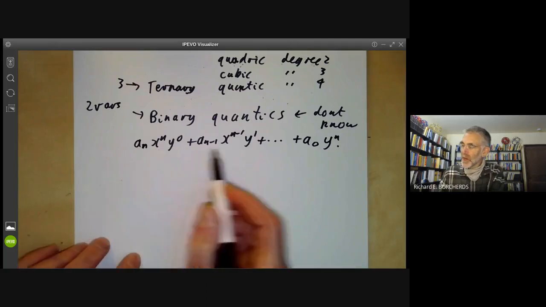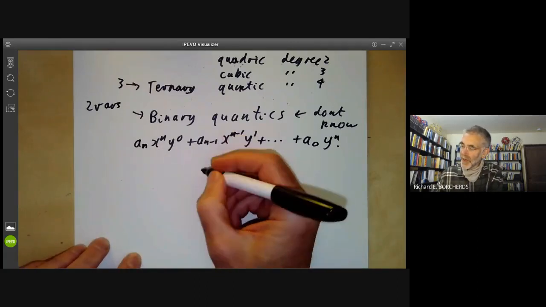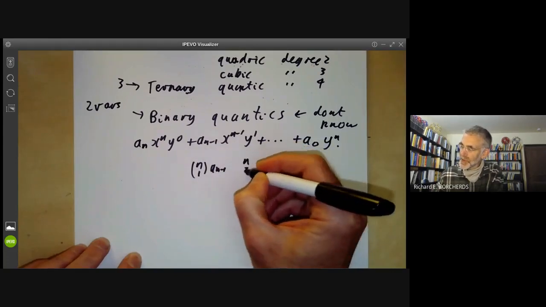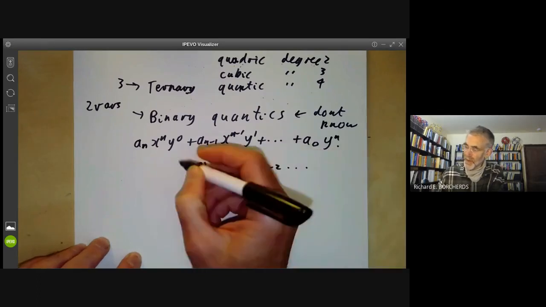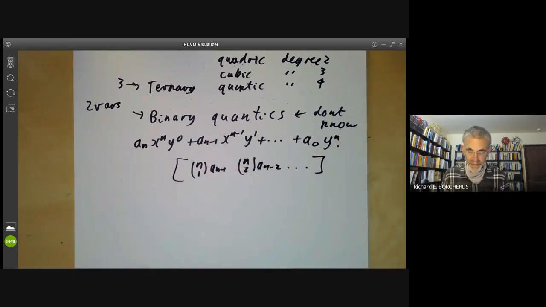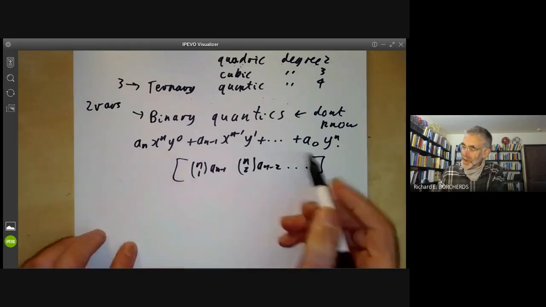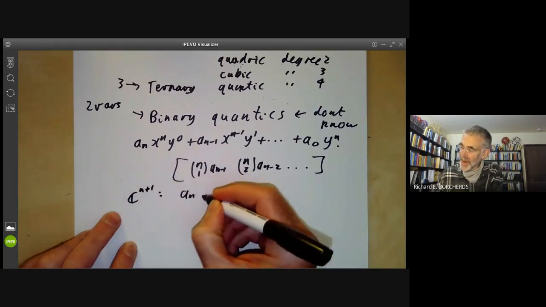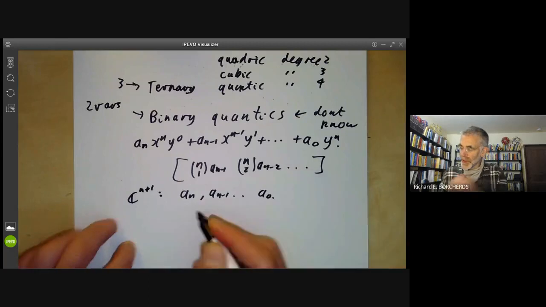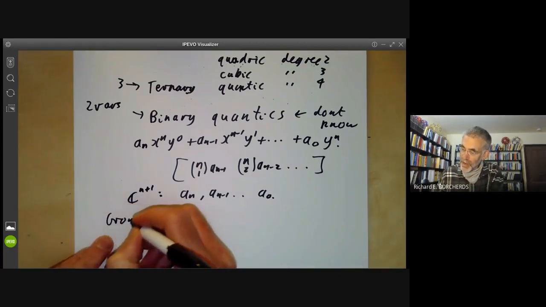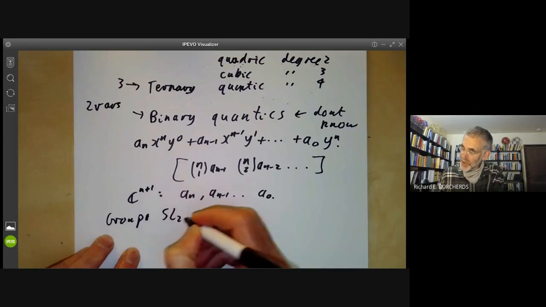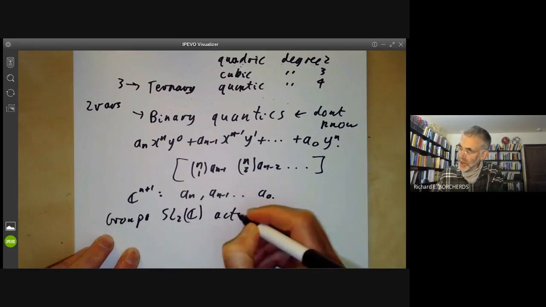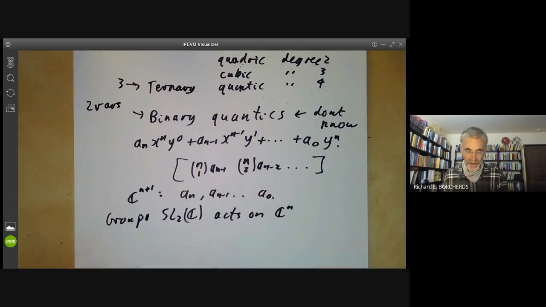Some people like to put binomial coefficients in here. So instead of a_{n-1}, you would have n choose 1 times a_{n-1}, and n choose 2 times a_{n-2}, and so on. So there are different conventions for these things. And the idea is that you take a basis of C^{n+1}, essentially consisting of these numbers a_n, a_{n-1}, down to a_0. And we're going to have an action of the group SL2 over whatever field you're working on. I guess this would be the complex numbers, acts on this space C^{n+1} of all the coefficients.